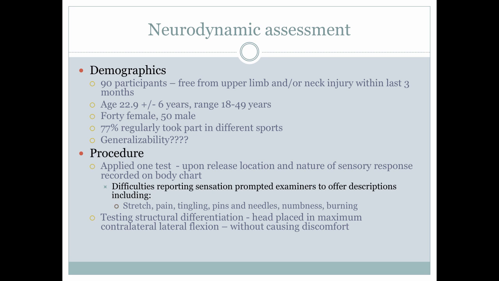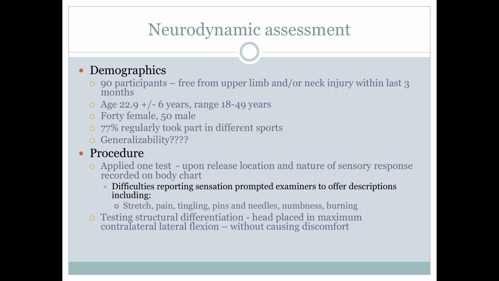So procedurally, both tests were carried out with and without structural differentiation on both arms. So they did the test with cervical movements and without cervical movements, and we'll talk a little bit more about that. The test order was determined randomly, and participants had a 10-minute break mid-testing to make sure they were not feeling a persistent response from a previous test. For reliability testing, each test was carried out 3 times with a 30-second rest in between.